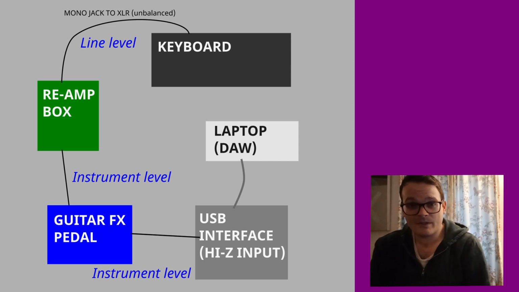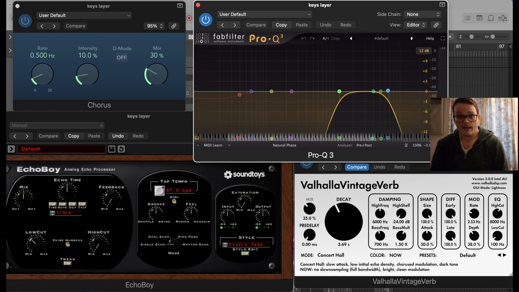So here's the sound coming out of the keyboard into the guitar pedal into the computer. And here are the effects that were added. Essentially, we've got a chorus into an EQ, very much refining and confining that EQ spectrum, into a delay, into a reverb. Here's the sound with those effects.